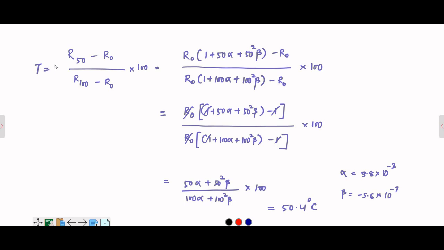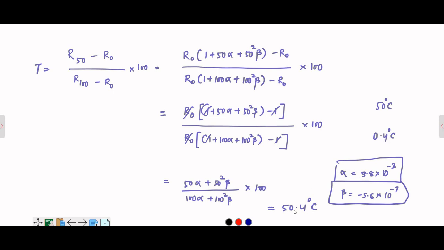Now, the question asks what the reading will be when it is placed in a liquid maintained at 50 degrees Celsius. The actual temperature is 50 degrees Celsius, but the reading of the thermometer is 50.4 degrees Celsius. So this 0.4 degrees Celsius is a deviation, an error, like every instrument is not 100% accurate. Because of these factors alpha and beta, the temperature coefficients of resistance, there is this deviation from the actual value.